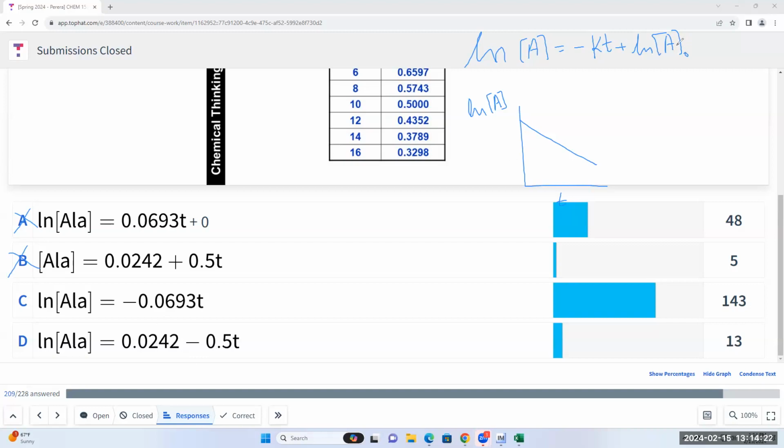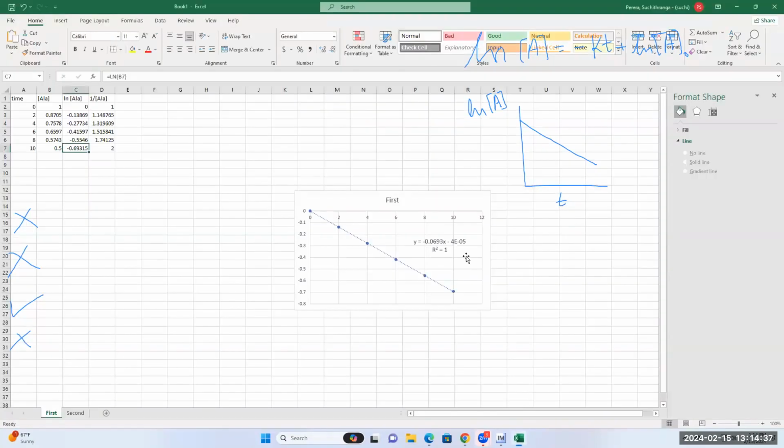Natural log of initial concentration should be 0 because ln of 1 is 0. Therefore, the correct answer must be option C. I'm going to get rid of this as well. And how do we know that? One more time. We already did that, right? So we have that information in our Excel graph over here. This is the answer.